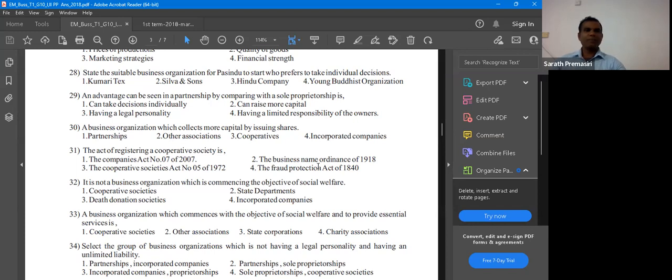Then the answer is number 3, Cooperative Societies Act number 5 of 1972. Right.